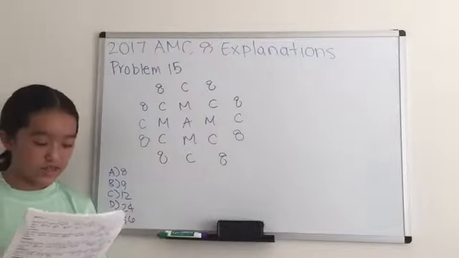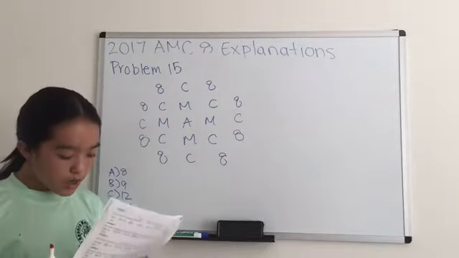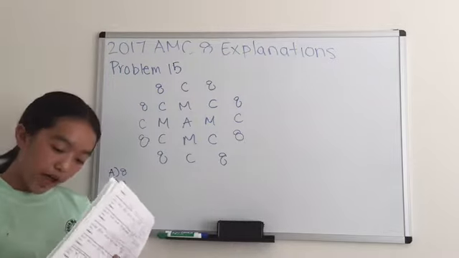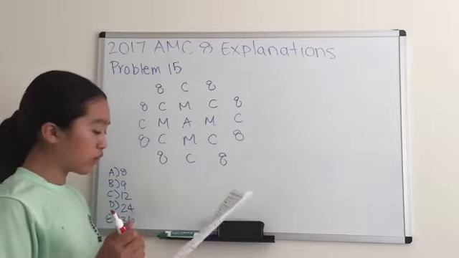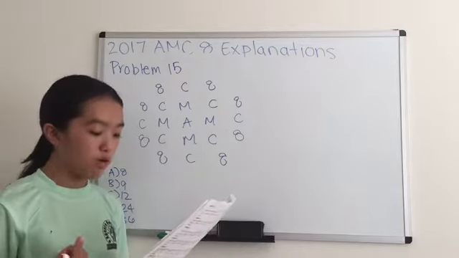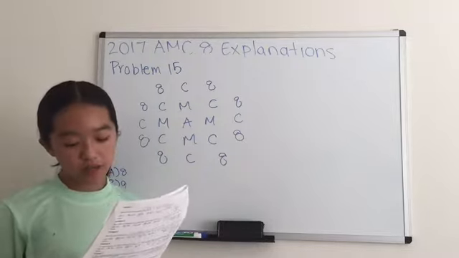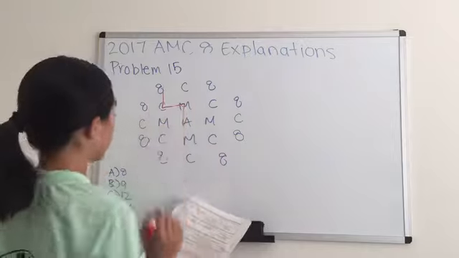Problem number 15 says, in the arrangement of letters and numerals below, by how many different paths can one spell AMC 8? Beginning at the A in the middle, a path allows only moves from one letter to an adjacent letter, above, below, left, or right, but not diagonal. One example of such a path is traced in the picture, which is this path.